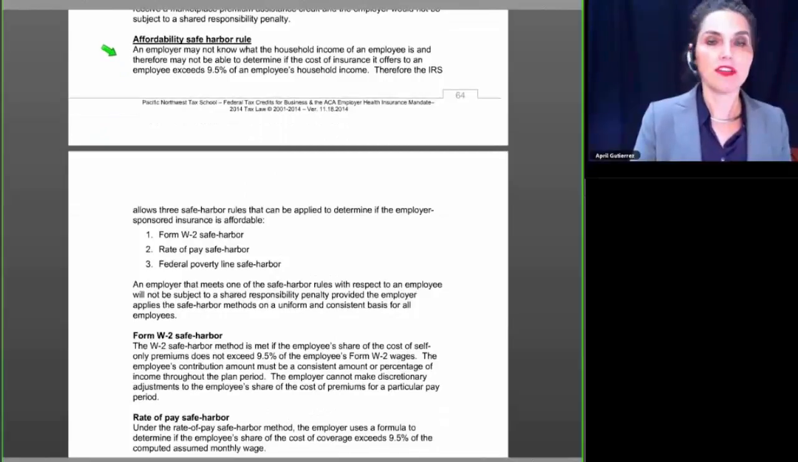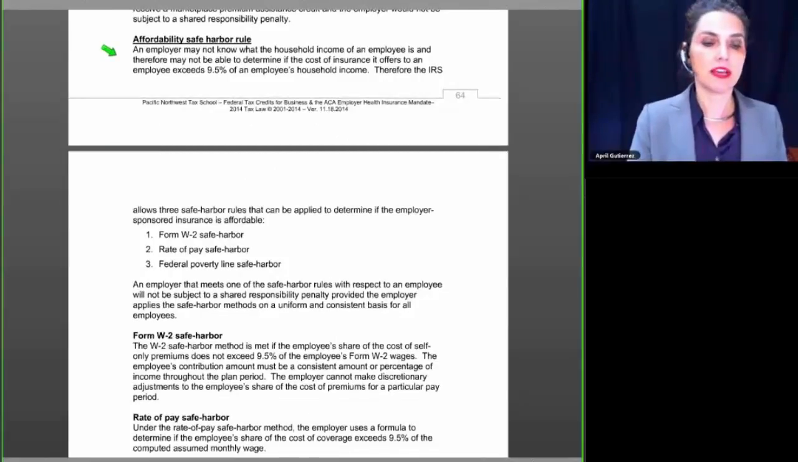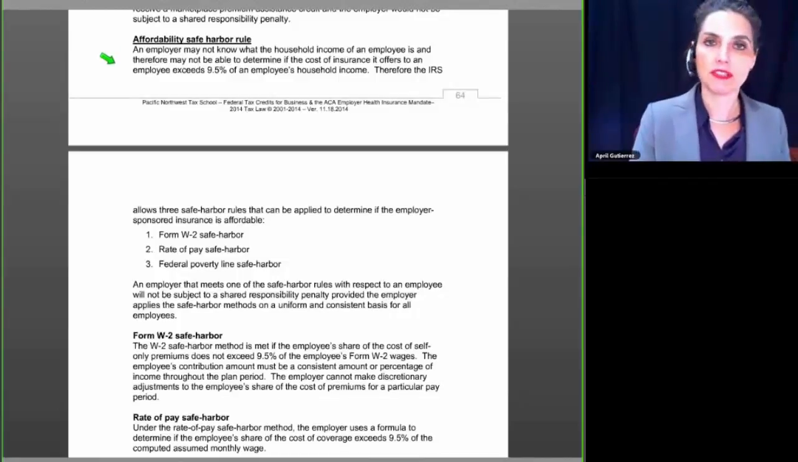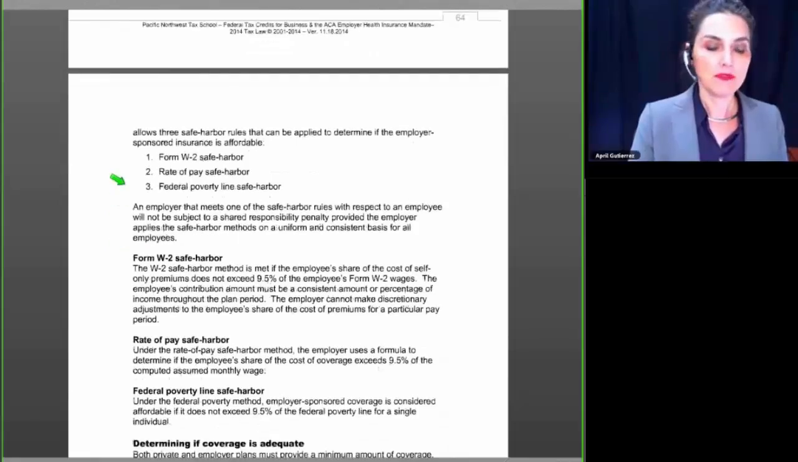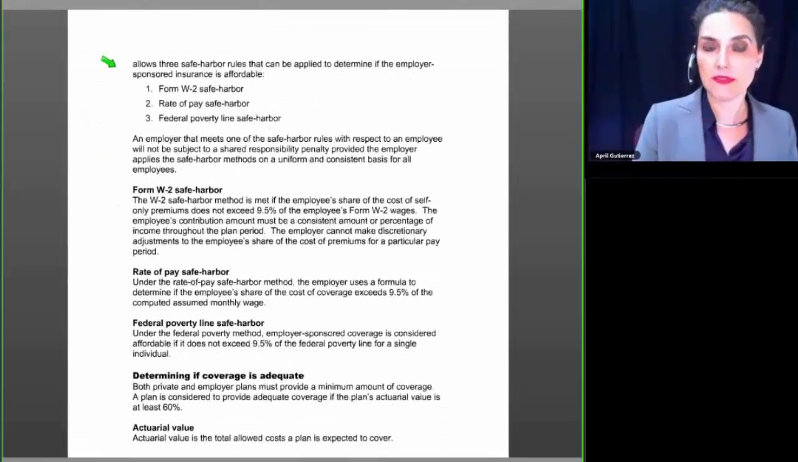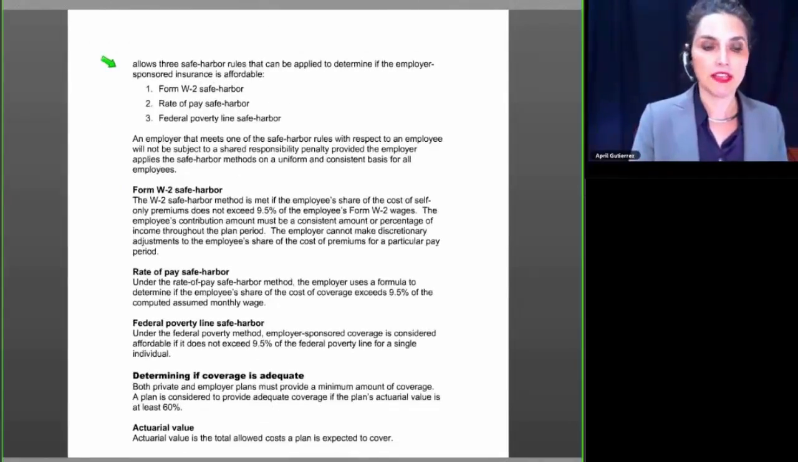An employer may not know what the household income of an employee is and therefore may not be able to determine if the cost of insurance that it offers to an employee exceeds 9.5% of that employee's household income. Therefore, the IRS allows 3 safe harbor rules that can be applied to determine if the employer-sponsored insurance is affordable. Firstly, there is the Form W-2 Safe Harbor Rule. Then there is the Rate of Pay Safe Harbor Rule. And finally, there is the Federal Poverty Line Safe Harbor.